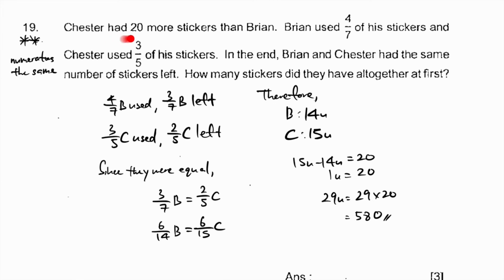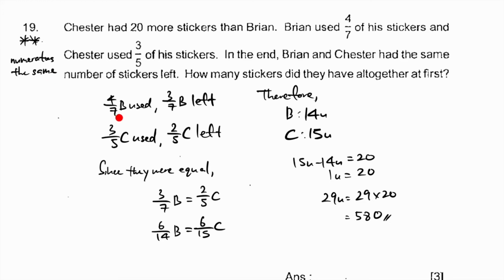Question 19. Chester had 20 more than Brian. Now, not that useful yet. So Brian used 4/7 and Chester used 3/5 of what he had. In the end, they had the same number left. Well, this looks to me like a numerators the same question. All right. Okay. So what do we do with this?